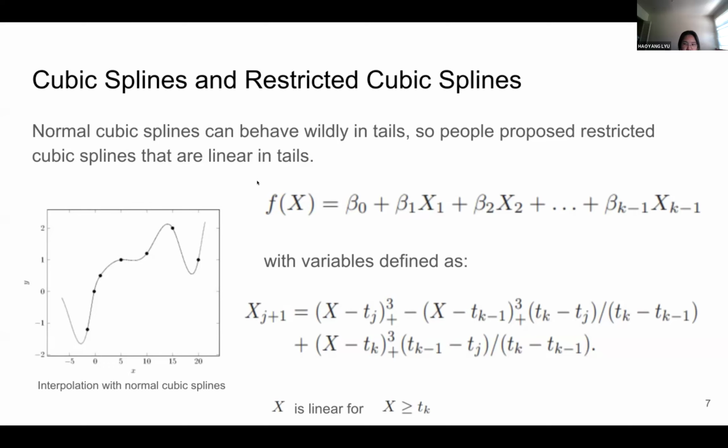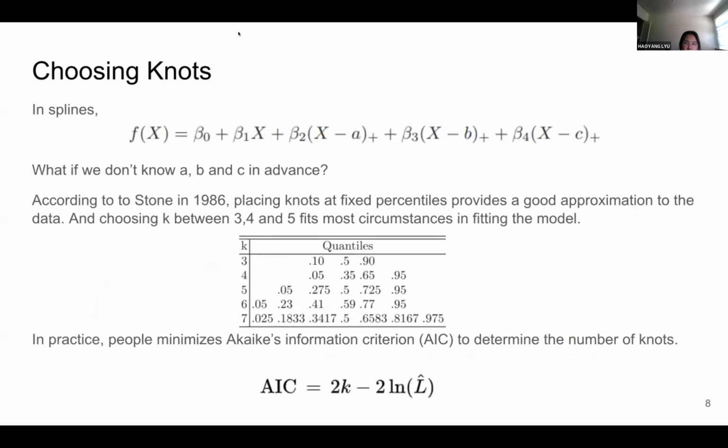And these oscillations may not fit the behavior of the data very well. So people found a solution, which is to use the restricted cubic spline, which makes the spline linear in the tails, before the first cutoff point and after the last cutoff point. With such a definition, we can see that x can be linear after the last cutoff point. Next slide, please. Another question is how do we choose the knots?